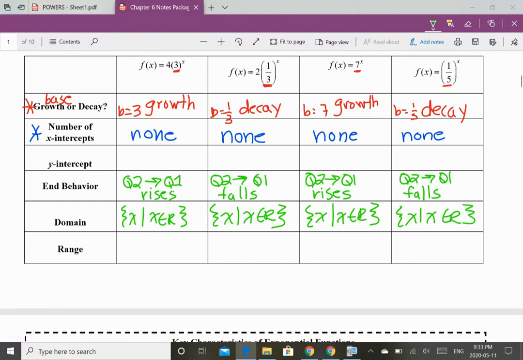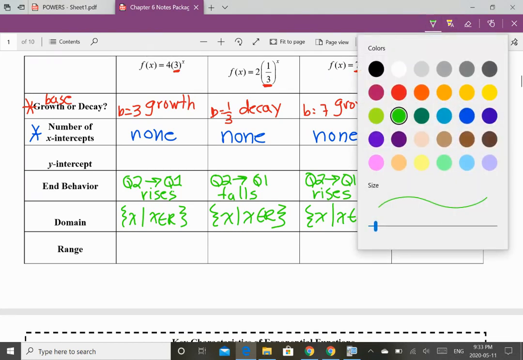Okay, so interesting that the number of x-intercepts, that was the same for all of them. The end behavior, the basic end behavior was the same for all of them. It was different for rising or falling. And the domain is the same for all of them. Let's finish off with the range.